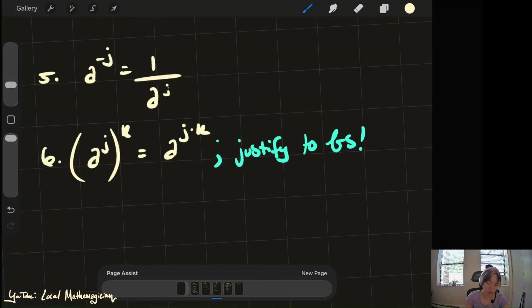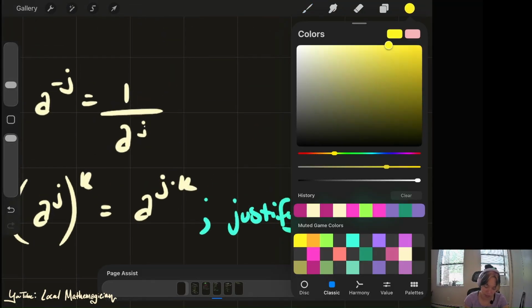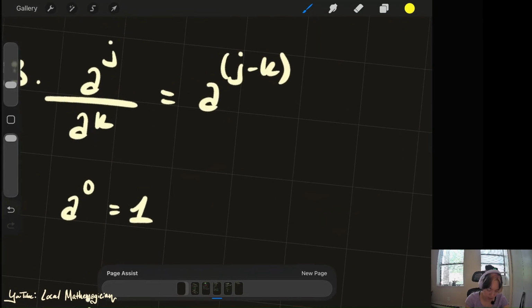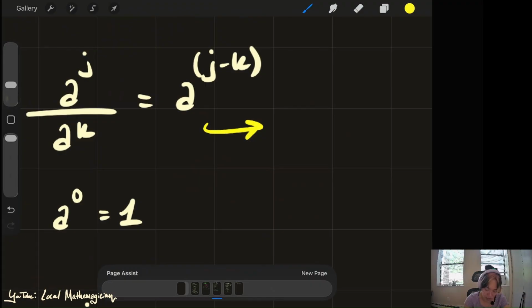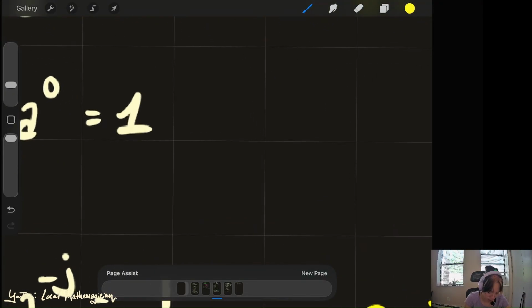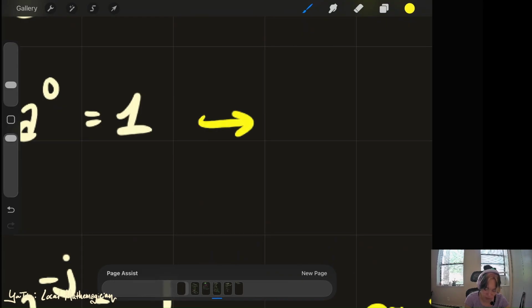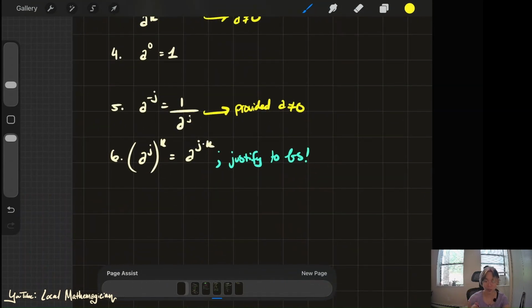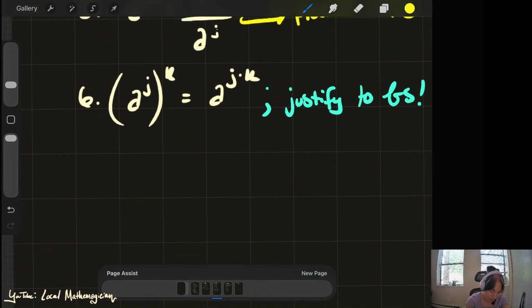Oh, before I forget, this is very important. Property 3 is provided a does not equal 0, and this is also provided a does not equal 0. Oh, and a to the 0 equals 1, provided a does not equal 0 as well. Okay? Cool.